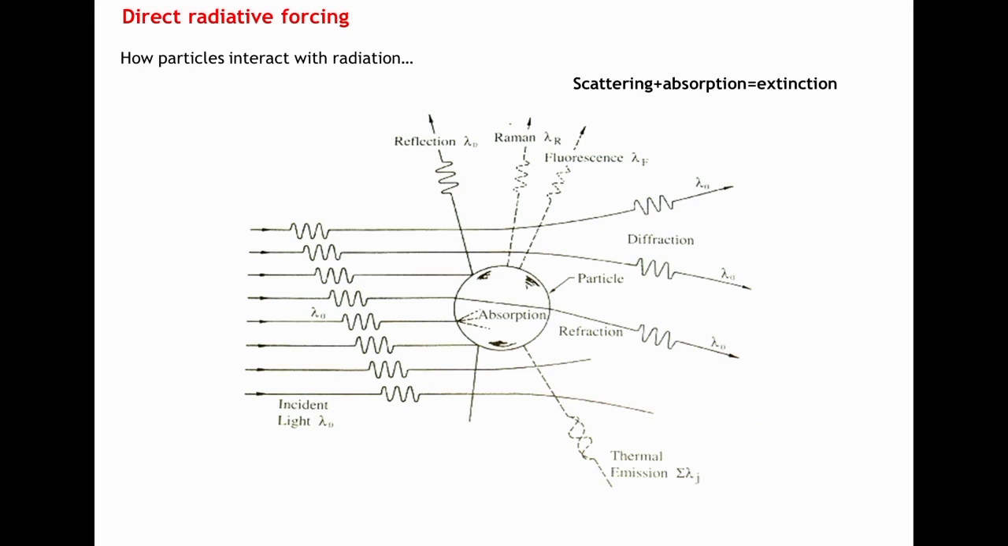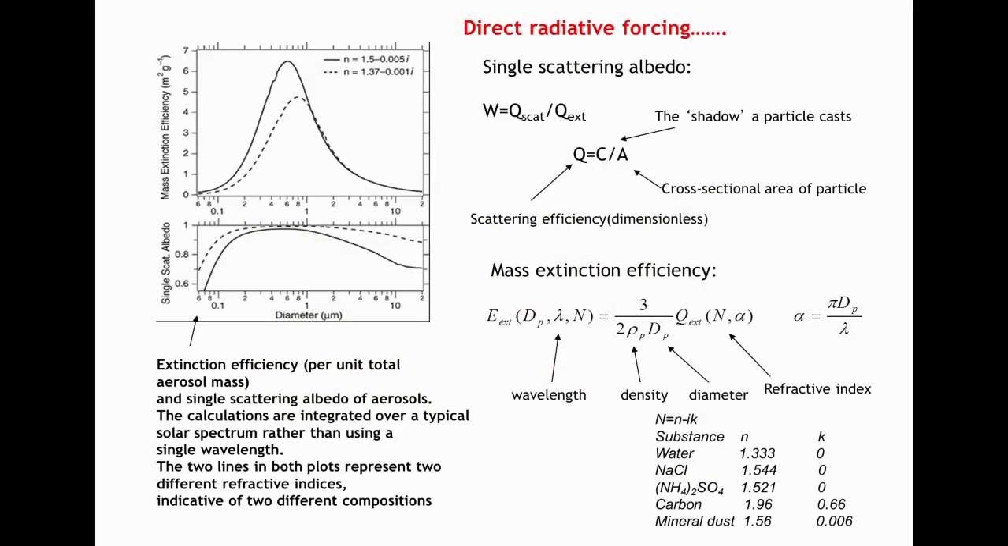All you're going to need to know about is the Mie scattering from aerosol particles, and we'll detail the Mie scattering in a little bit. So you get bending, refraction, diffraction, when it's not incident on the particle. And the thermal emission, where you get emission of a long wave photon. So all of those components can lead to a mass extinction coefficient, or a mass extinction efficiency, and a single scattering albedo.